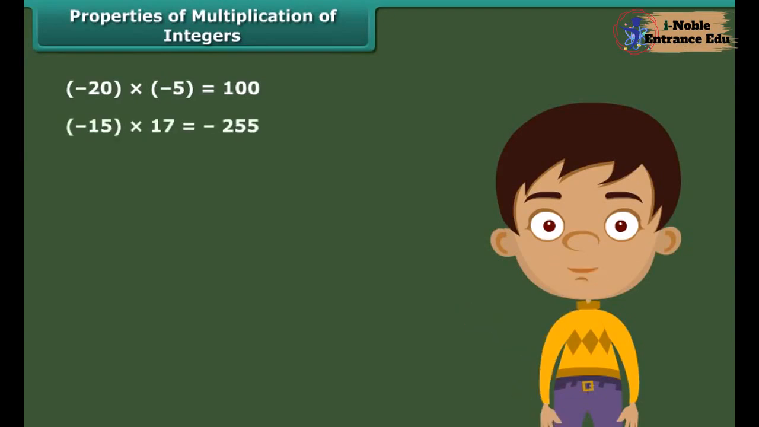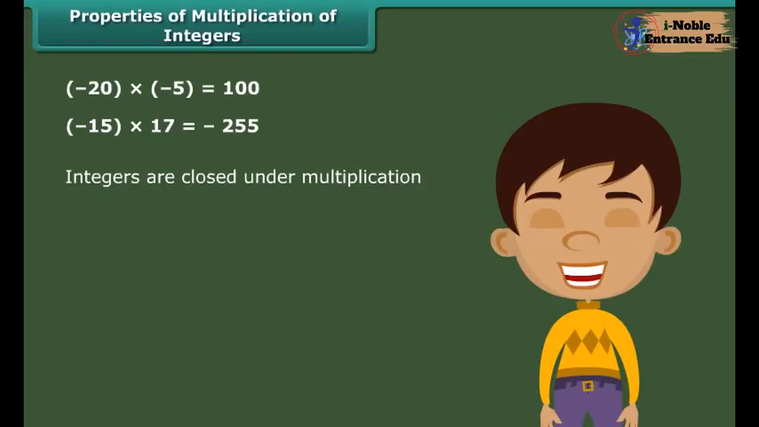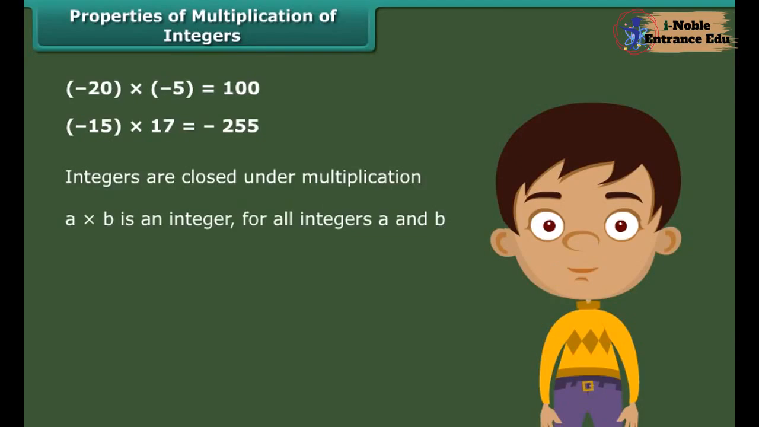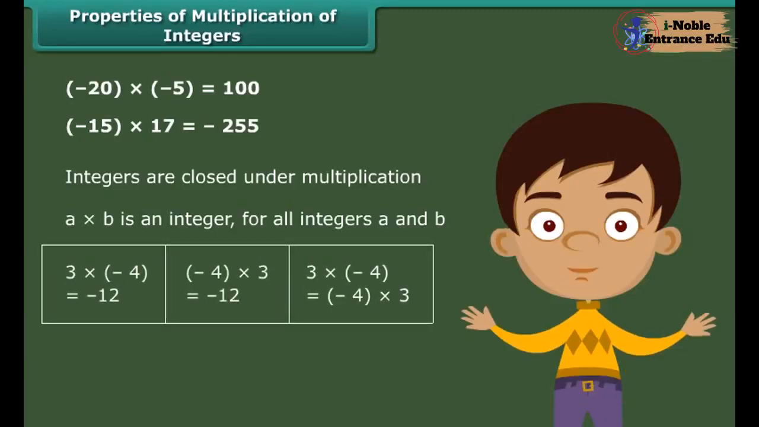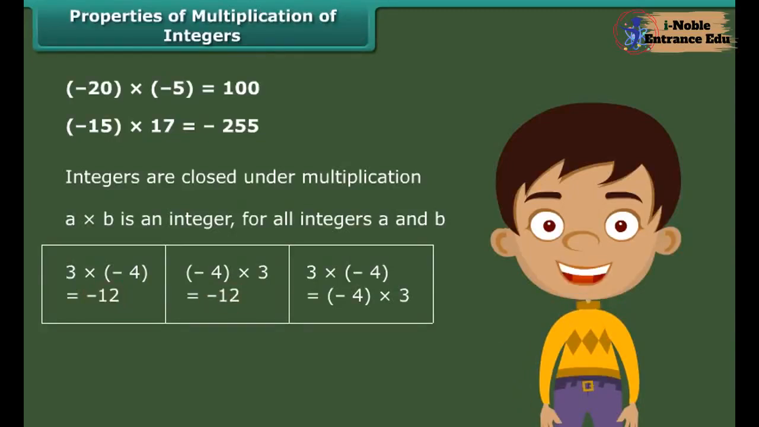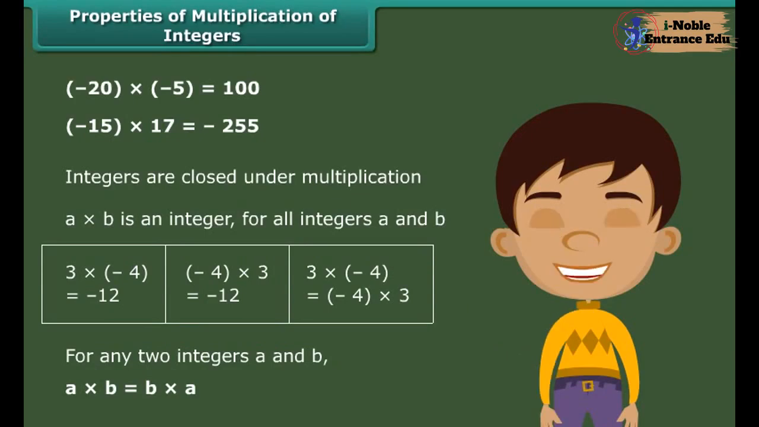Minus 15 into 17 is equal to minus 255. So we can say that integers are closed under multiplication. In general, a into b is an integer for all integers a and b. Now observe this example. We can say that 3 into minus 4 is equal to minus 4 into 3. Therefore, multiplication is commutative for integers. In general, for any two integers a and b, a into b is equal to b into a.